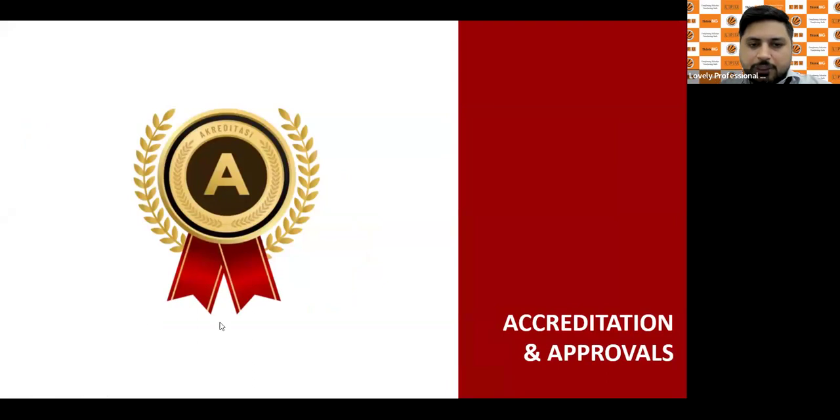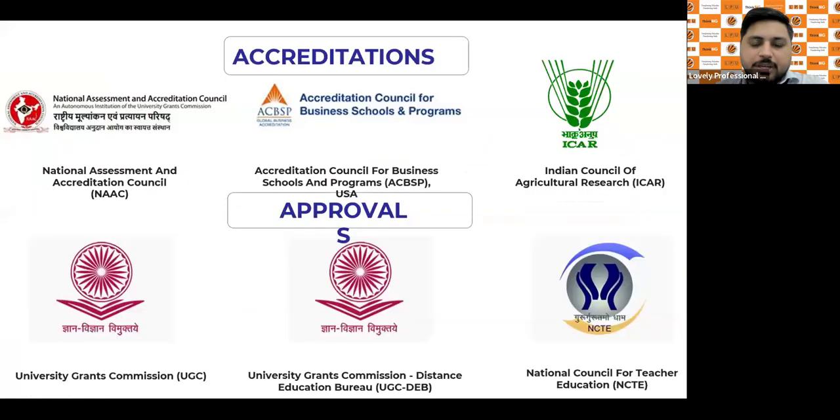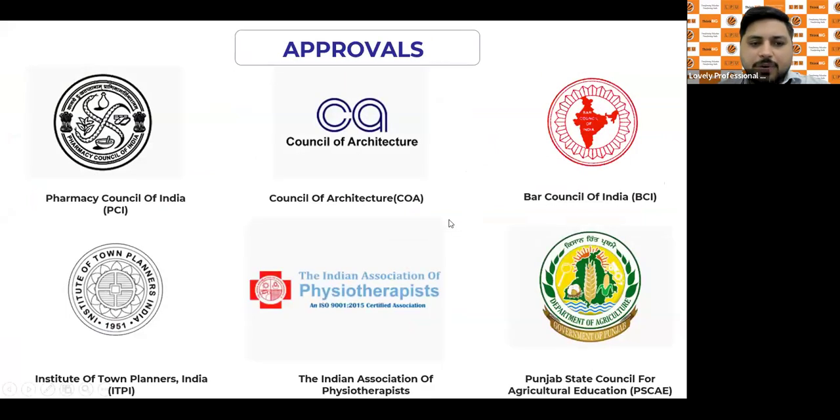To start with, it gives me immense pleasure to share with you all that LPU is now an NAAC Grade A++ university with a 3.68 score on a 4-point scale. It is the highest score in the first cycle of accreditation among all government and private universities. If we talk about approvals, we also have ICAR, NCTE, Council of Architecture, Pharmacy Council of India, Bar Council of India. The list is long. You can have a look.